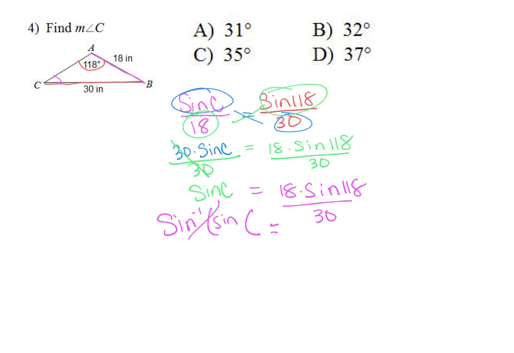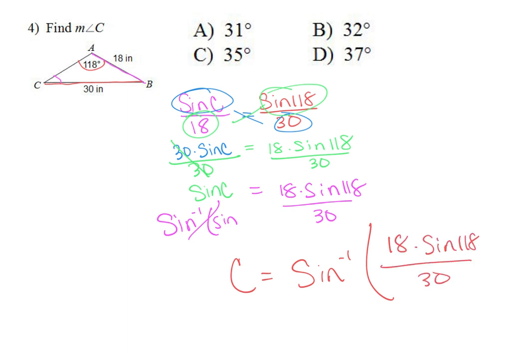So C equals sine inverse of 18 times sine 118 over 30. At this point, you go to your calculator. So C equals 31.9, which rounded to the nearest degree would give me 32 degrees.